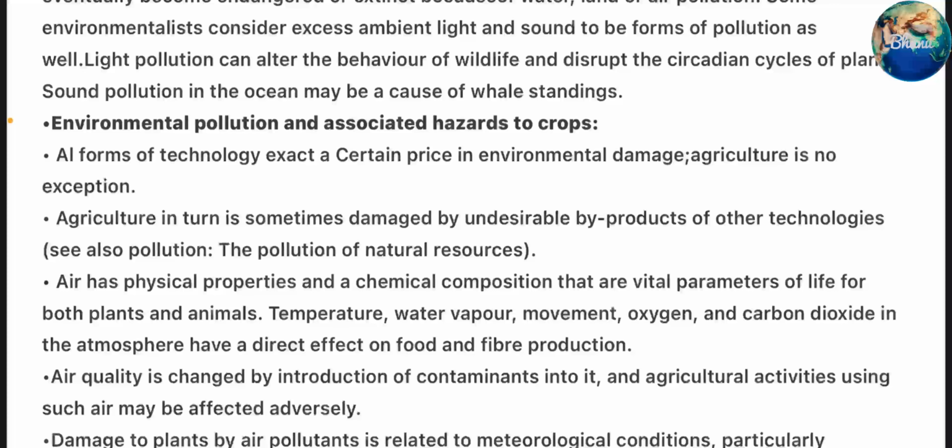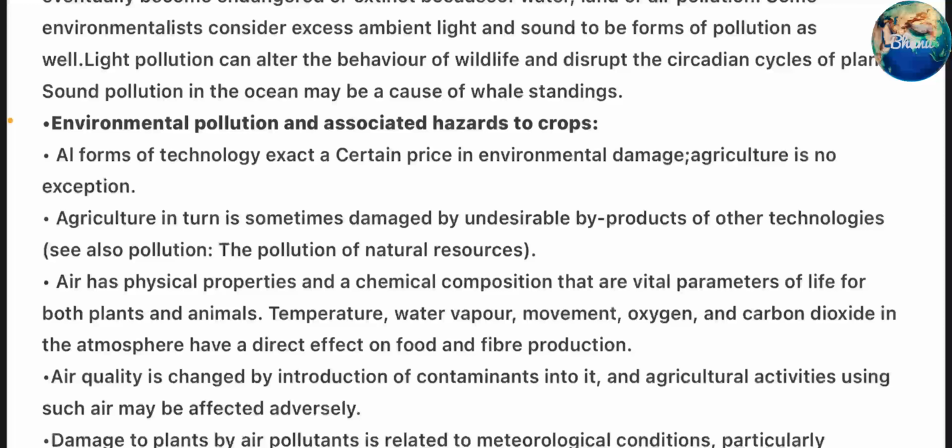Environmental pollution and associated hazards to crops. All forms of technology exact a certain price in environmental damage. Agriculture is no exception. Agriculture in turn is sometimes damaged by undesirable byproducts of other technologies.